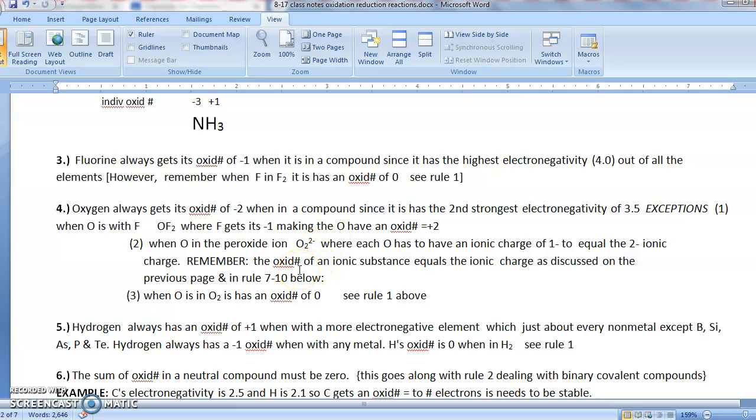Another time when oxygen doesn't get a -2 is when it's with another oxygen, such as the peroxide ion. The peroxide ion, if you remember, is O2 2-. That means each of the oxygen atoms in the peroxide ion are 1-. That gives them an oxidation number of -1. When oxygen's with another oxygen in its elemental form, it would be 0. So oxygen has a 0 in its elemental form.